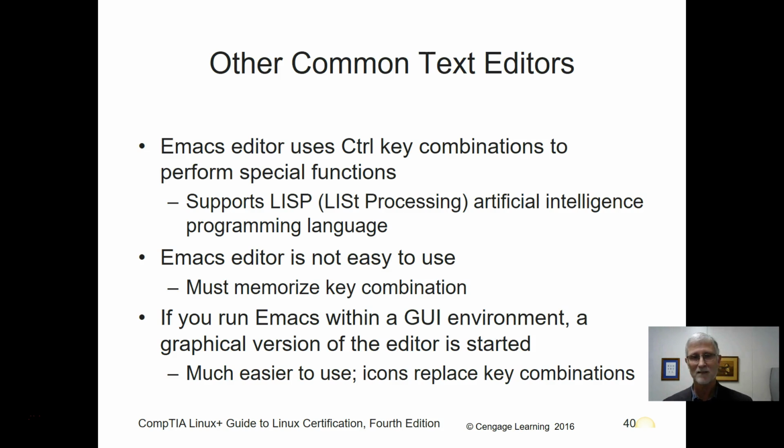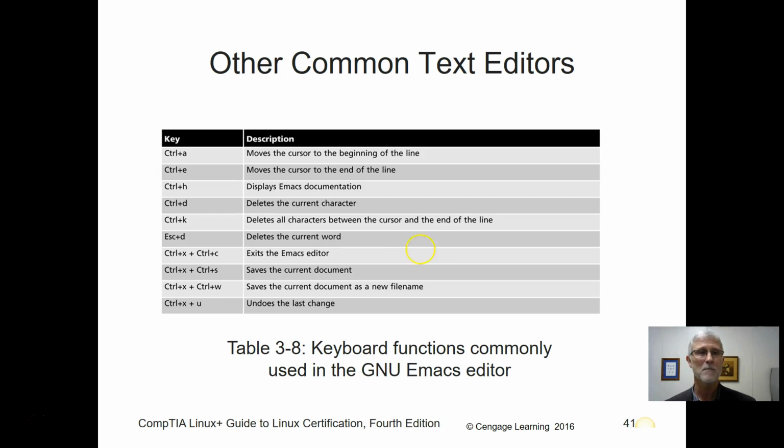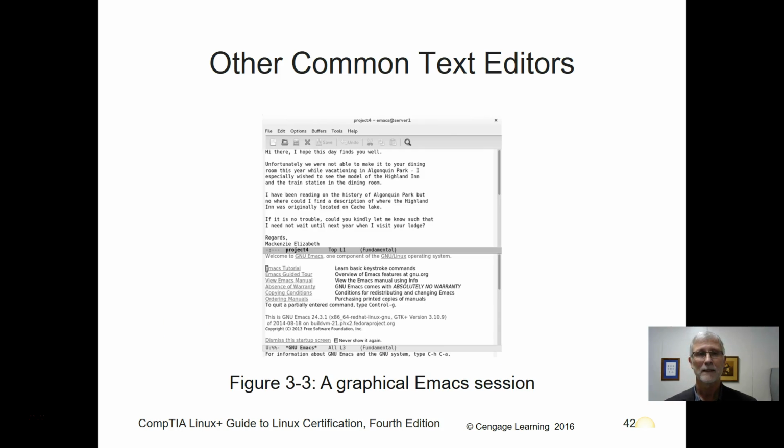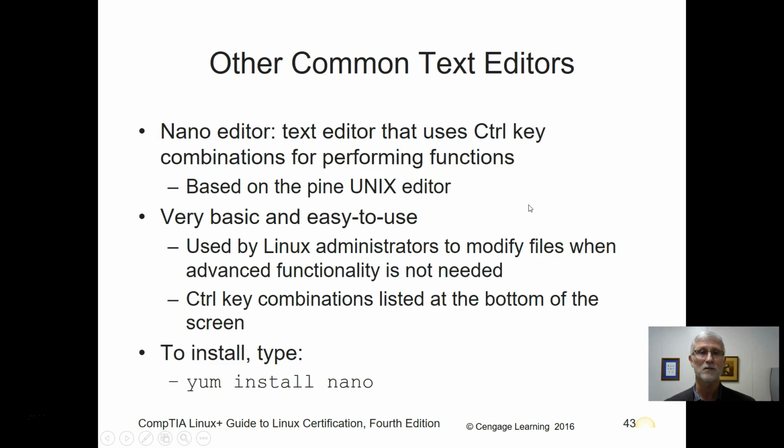But Emacs has a lot of memorizing of control character combinations that I never really liked. So just something to keep in mind. So here are some examples: Control A, Control E move the cursor around. This gives you a rough idea of a graphical session. Now, it gives you a lot more benefits looking at common text files, but you've got to keep in mind you've got to use the control characters to do it.